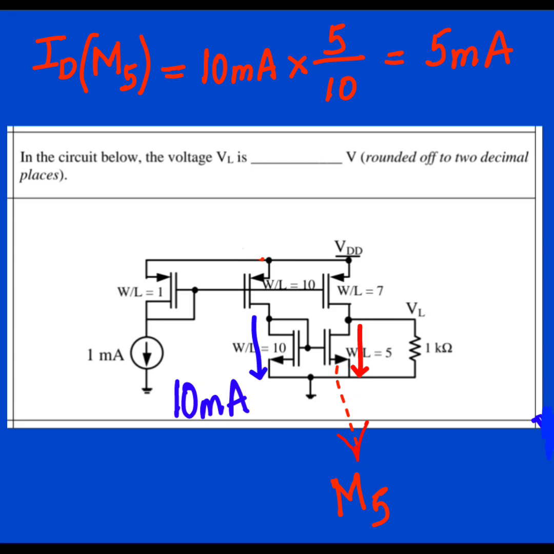W by L is 5. So your VGS is the same over there. And I am again saying that I am not considering any mismatch in the drain to source voltage. So what current is going to flow through that NMOS which has a W by L of 5? There the current will be half. Instead of 10 milliampere, which was in the left NMOS, there only 5 milliampere current is going to flow.